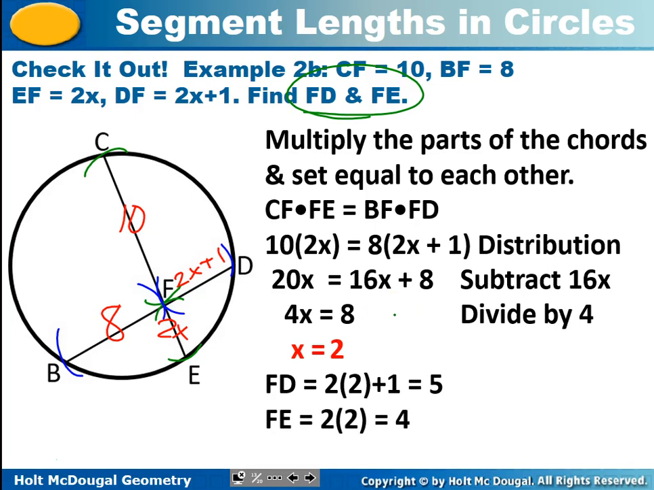So let's go ahead and plug these in now. This would be 4 here. So 4 times 10 is 40. And then this would be, what was it, 5 here. So then we got 5 times 8. That's also 40.